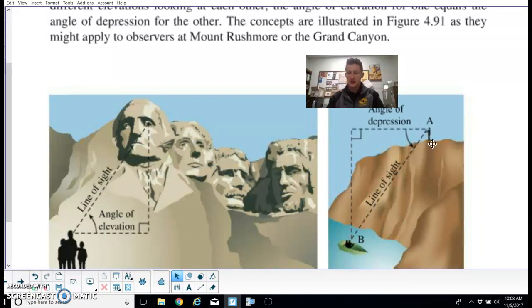If I'm the guy standing at the top of the Grand Canyon, as this figure is supposed to depict, he's looking out at the horizon and he looks down. So the angle that's created by looking down from the horizon to the line of sight would be an angle of depression.